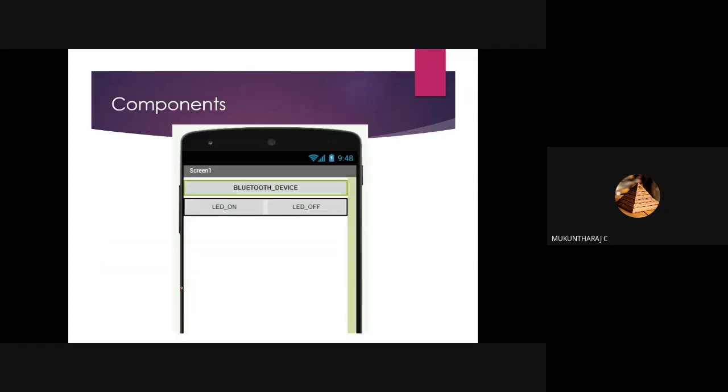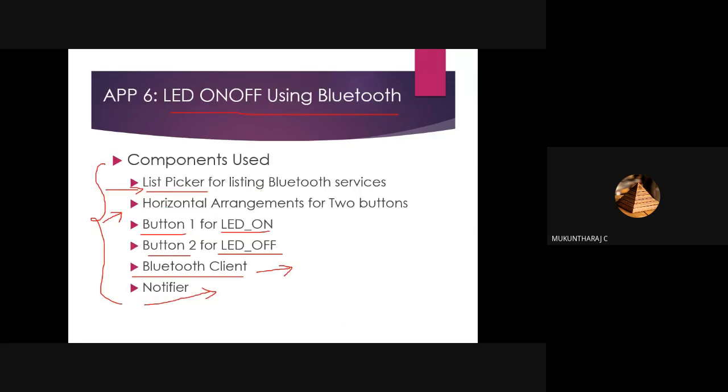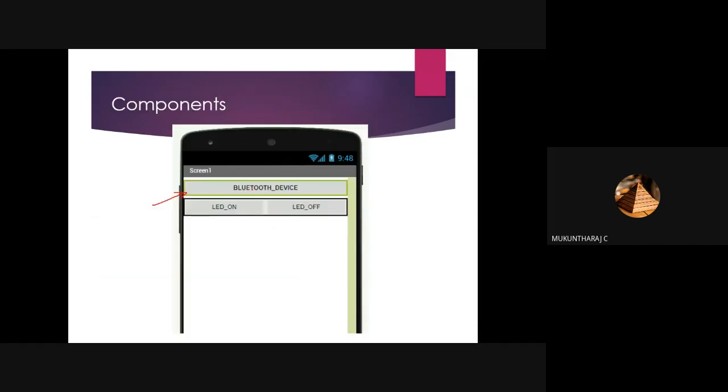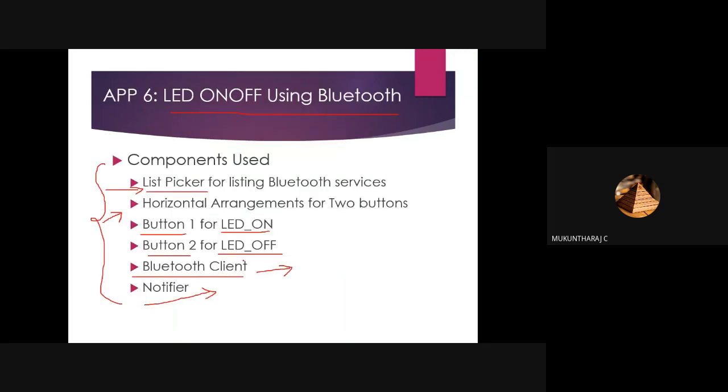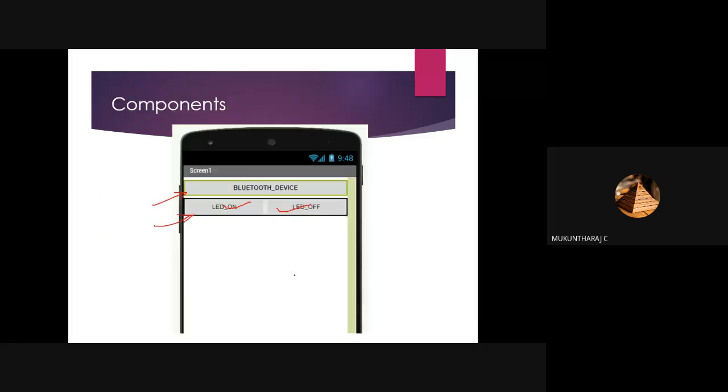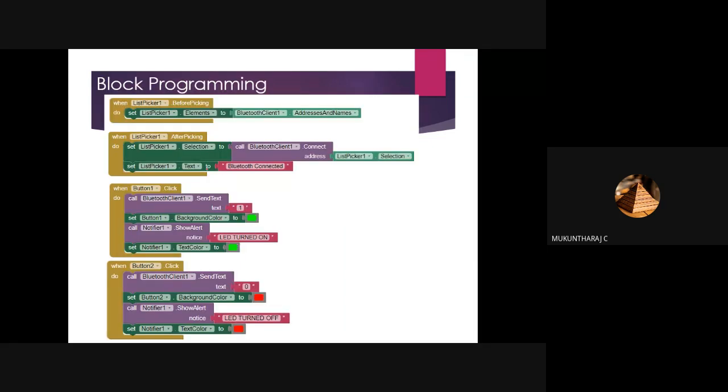Then this is how your screen is going to be. This is the list picker. See, here we have used a list picker, right? And this is going to be with one horizontal arrangement, two buttons: LED on, LED off. That's all about the devices. The invisible components are the Bluetooth client and the notifier. These two things are non-visible components, so they are not available here. Right, so coming to the rule section, these are all the rules.